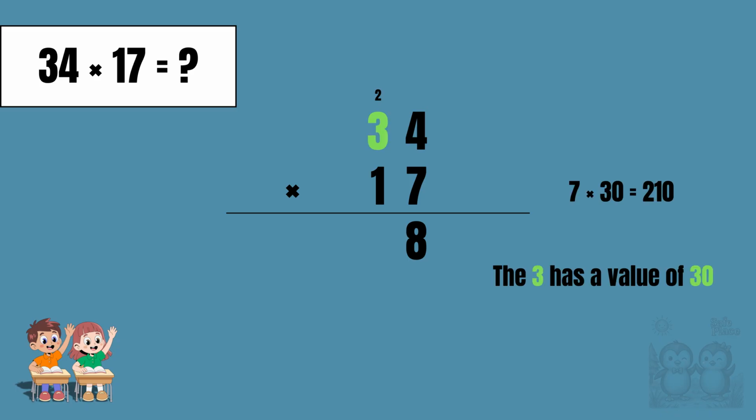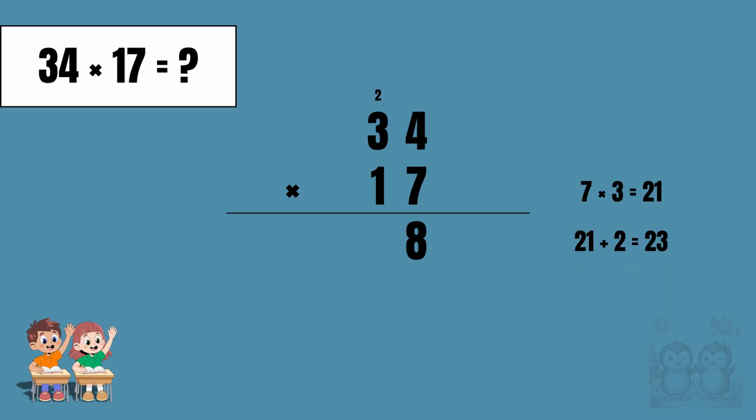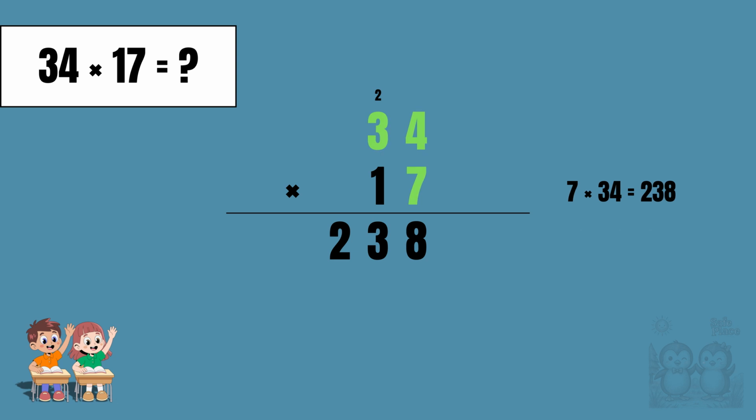Next, we calculate 7 times 30. To explain this, we calculate 7 times 30 because the 3 in 34 has a value of 30. However, we can also simply calculate 7 times 3 to make the problem easier. So the intermediate result is 21, and we add the 2 from the 10's place. We write a 23 in our calculation. We're done with our first calculation, 7 times 34. It's 238. For clarity, it makes sense to cross out the numbers we used.